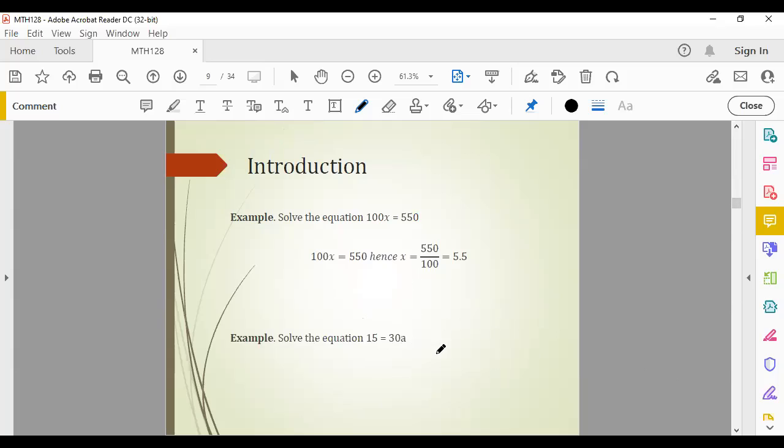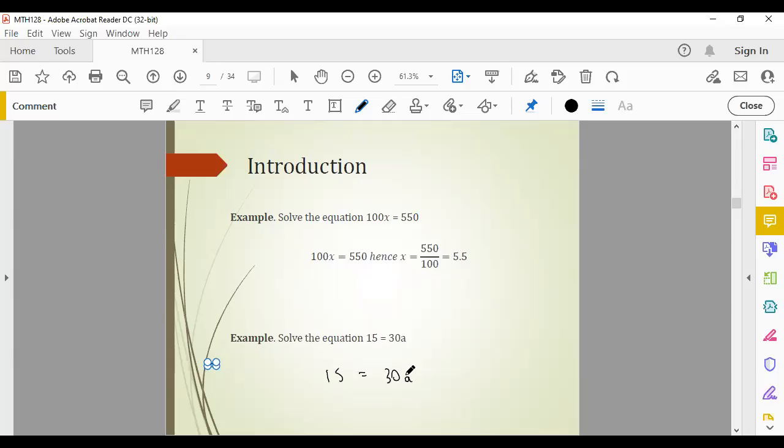This one is pretty much the same, although some people make a mistake with this one because the variable is on the right side instead of the left side. But logically, it doesn't make any difference. So 15 equals 30a. In this case, a lot of students don't know which number to move.